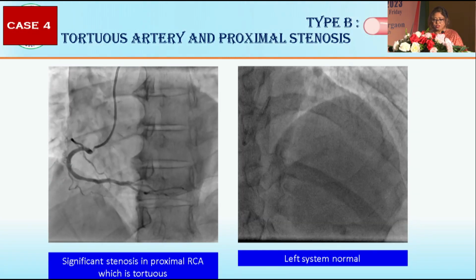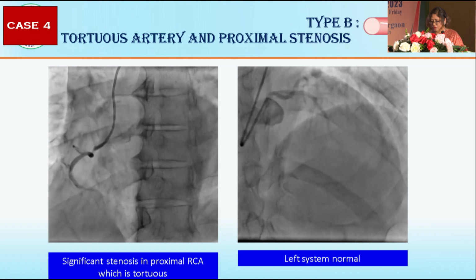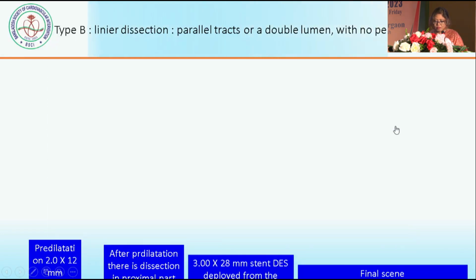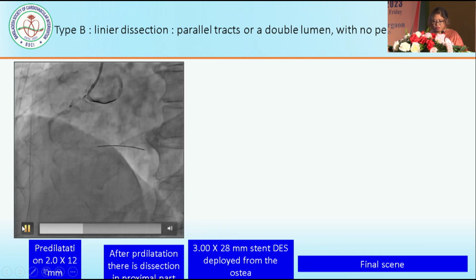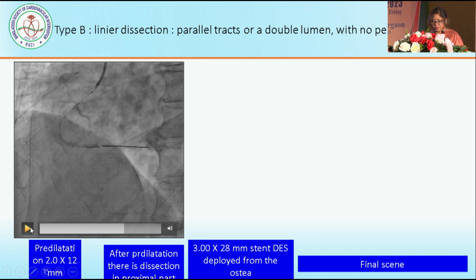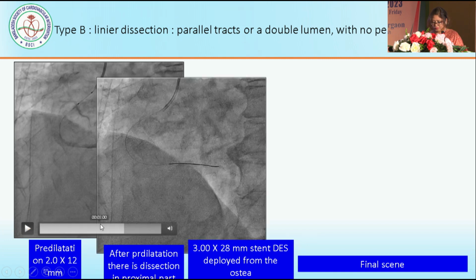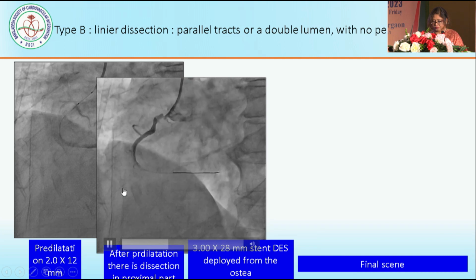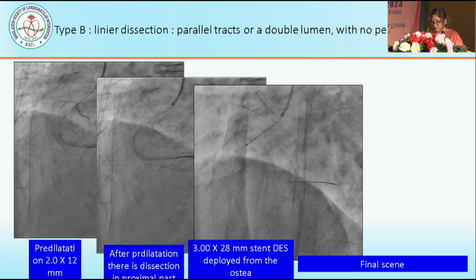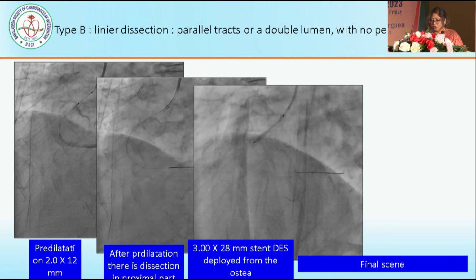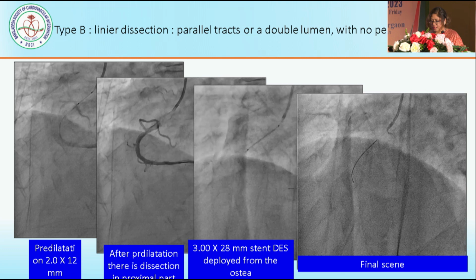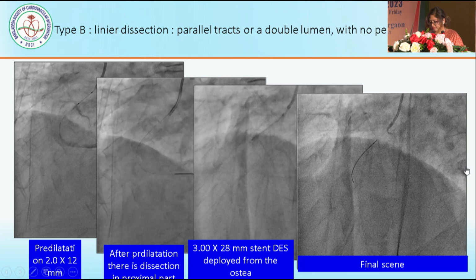Another tortuous lesion in the proximal part. The left system was normal. Pre-dilated with a 2×12 balloon. After that, there was an ostioproximal dissection. So we put a long stent from the ostial RCA, and this is the final cine.